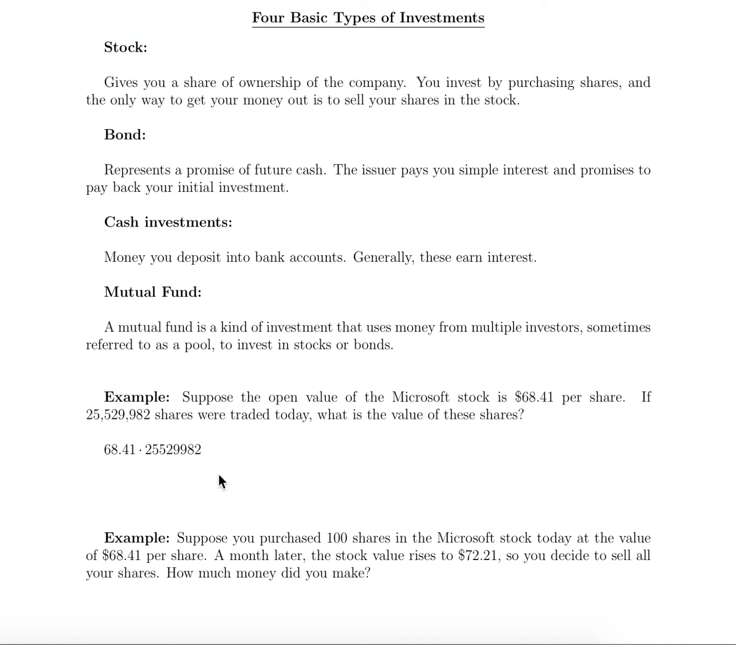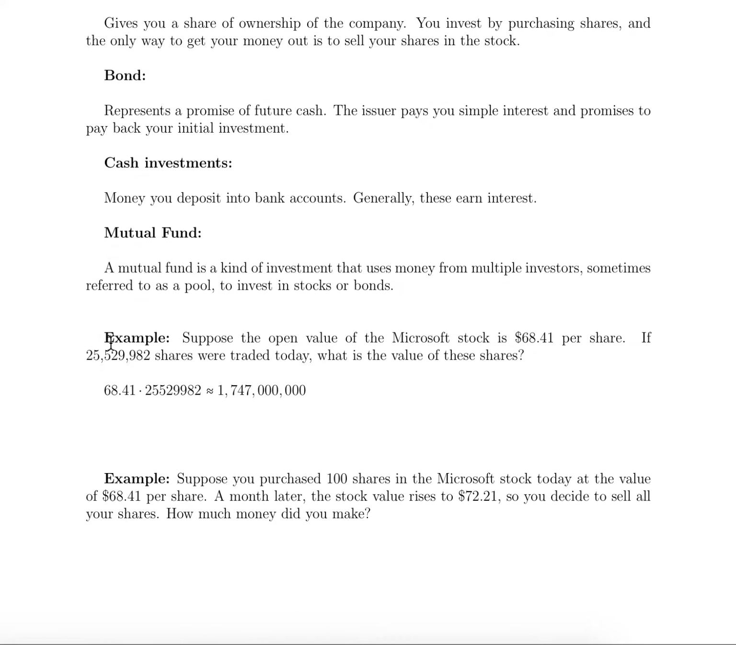So if you put this into your calculator, 68.41 multiplied by 25,529,982, you should get approximately 1,747,000,000. I rounded to the nearest million just to make it an easier number to look at. But that is it. That is the solution. So these kind of problems with stocks, you just multiply how many shares there were by their value.